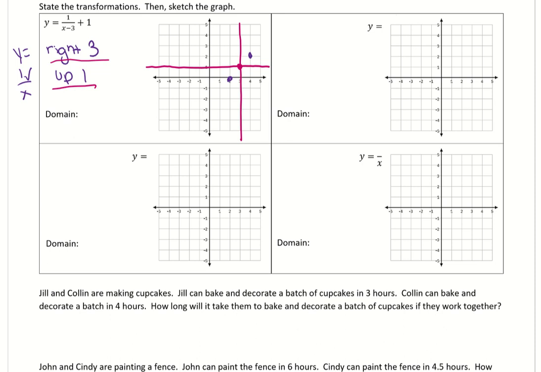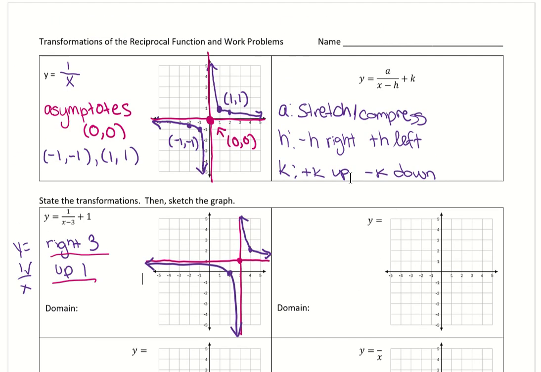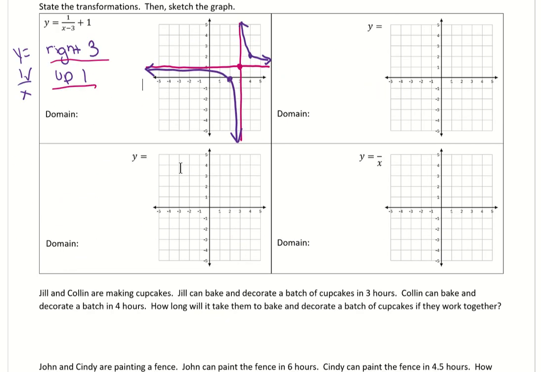Now we will draw our branches. So our branches will go through those points and they'll approach those guidelines while never actually crossing through them. And that is our transformation. It's our parent graph. If we scroll up, we can see our parent graph has been moved to the right 3 and up 1. So let's talk about domain. Remember, domain deals with the x values. So this function, these branches live everywhere except for one location. There's a break. And that break occurs at 3. That's where that branch is.